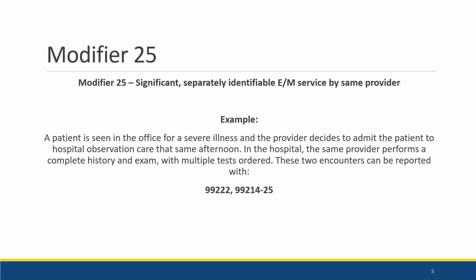Now, a really important thing to note is that you would not report modifier 25 if you're reporting an initial hospital care service and subsequent care or discharge services. So if this patient was just in the hospital, you're not going to report that initial visit, the 99222, and a subsequent visit with modifier 25 appended to it, because those codes already tell you that they are distinct from one another. So you don't need a modifier to distinguish an initial hospital visit from a subsequent hospital visit or from a discharge service at the hospital.